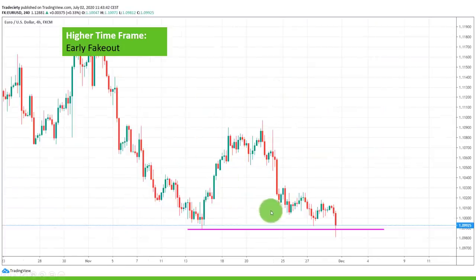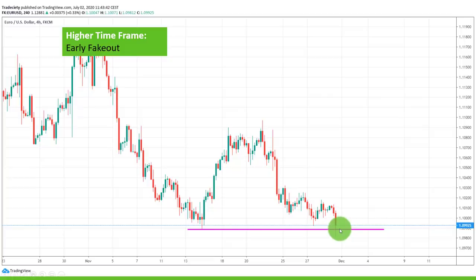A very early fake out is in this situation. The market was in a downtrend here. The downtrend stopped here for the first time, made a little bit of a pullback to the upside, and then came back a second time into the lows. You can see we have a fake out. The market is still trading very close to the support level. So when we go to the lower time frame, we probably need to wait a little bit longer.